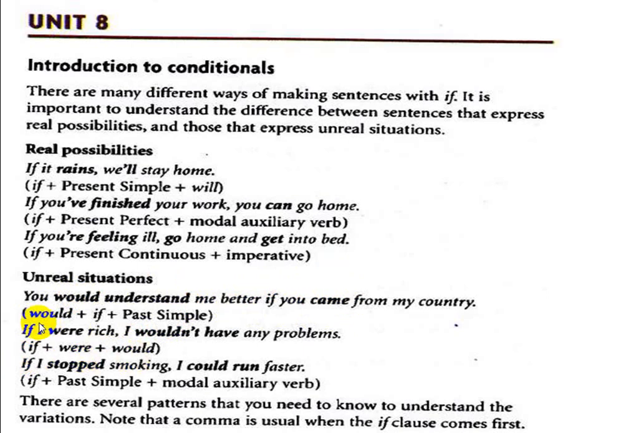For example, if I were rich, I wouldn't have any problems. If plus were موجودة هنا were بالجملة plus would صح هنا negative لكن جاية would صحيحة. Okay, number 3, if plus past simple plus modal auxiliary verb. هاي بالunreal situation if موجودة بهاي الجملة. For example, if I stopped smoking, I could run faster. If plus the past simple stopped plus the modal auxiliary verb could.